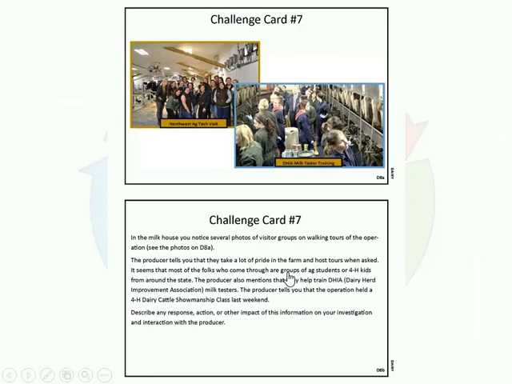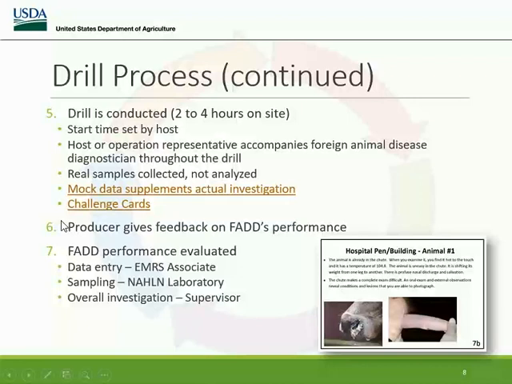Other things in the process, feedback is very important. Of course, the producer will have an opportunity to provide feedback to the foreign animal disease diagnostician. We do that through a SurveyMonkey survey where we can collect relative rankings of performance, but also descriptions of what worked well or what a producer may have wanted in addition. As far as the FADD, from their supervisors and other associated professionals, the evaluation there, we're going to have an evaluation for the EMRS data entry.